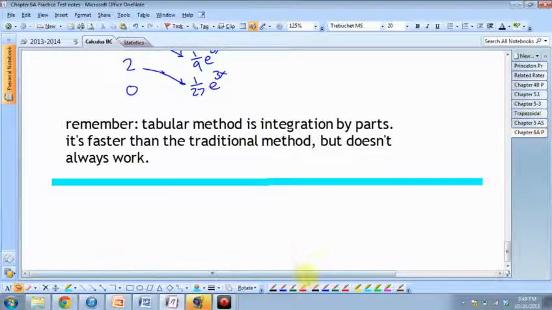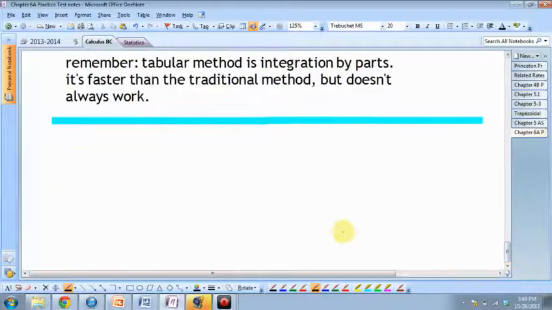Okay, number 5, despite what the directions say, you're just integrating. The fact that it tells you to use the general power rule doesn't really tell you a whole lot because you use the power rule for almost every integral.